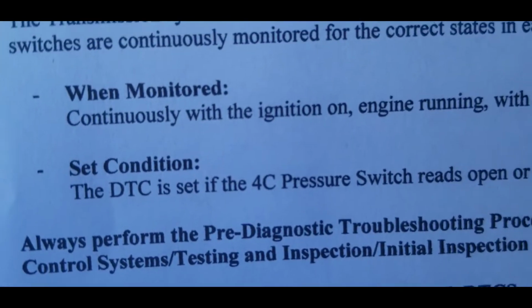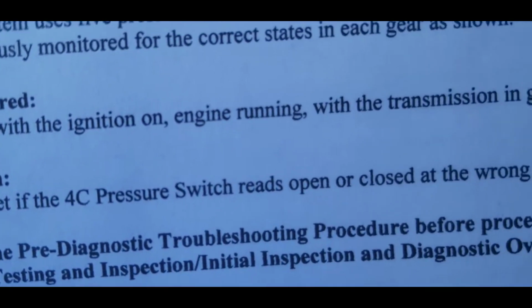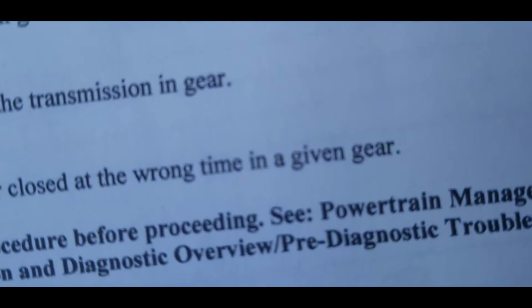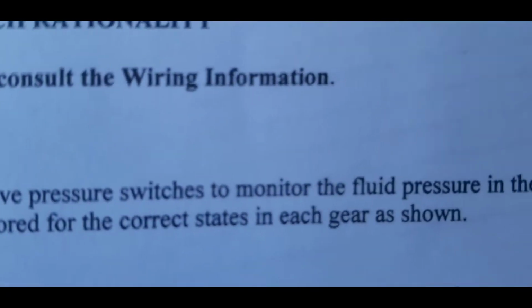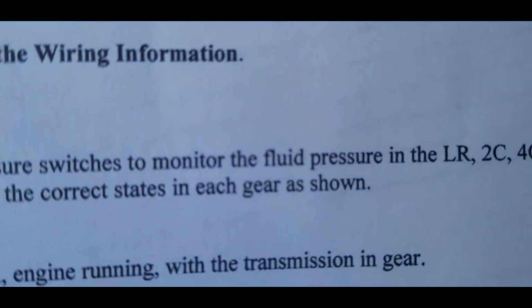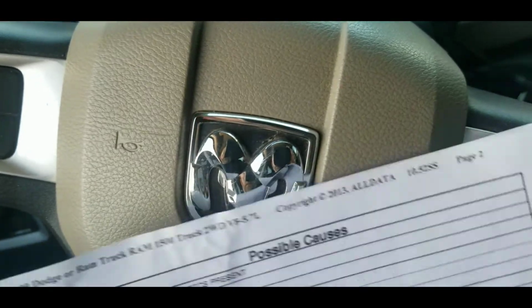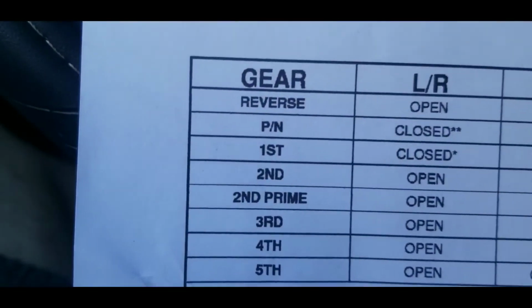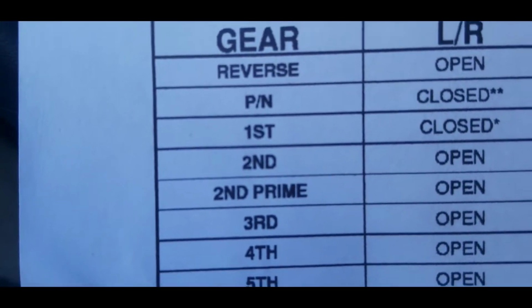That's very specific. DTC is set if 4C pressure switch reads open or closed at the wrong time in a given gear. So, back to what they mean by in each gear as shown. Here's the chart that they give. Here we have gear, reverse, park or neutral, first.